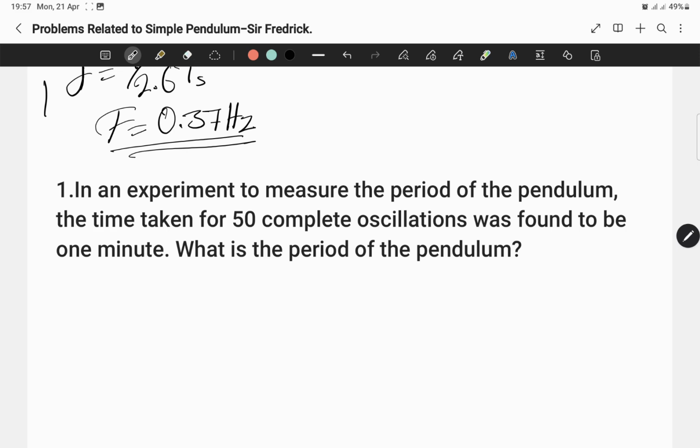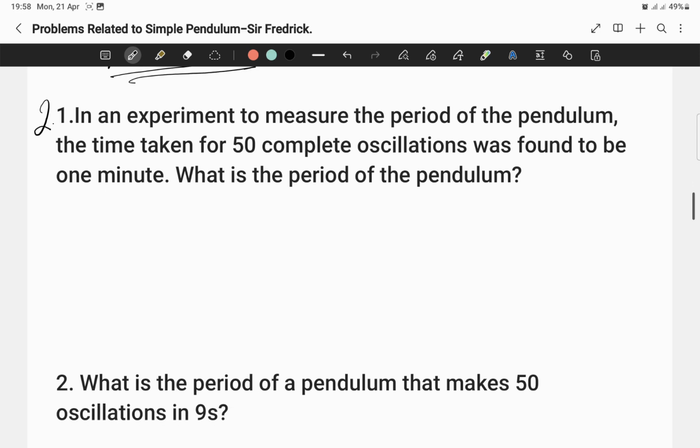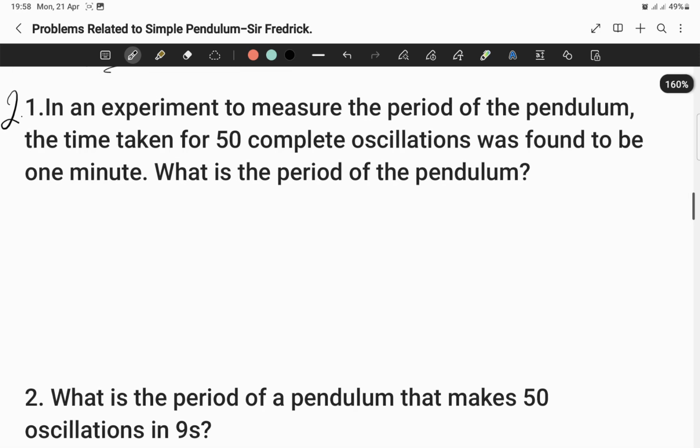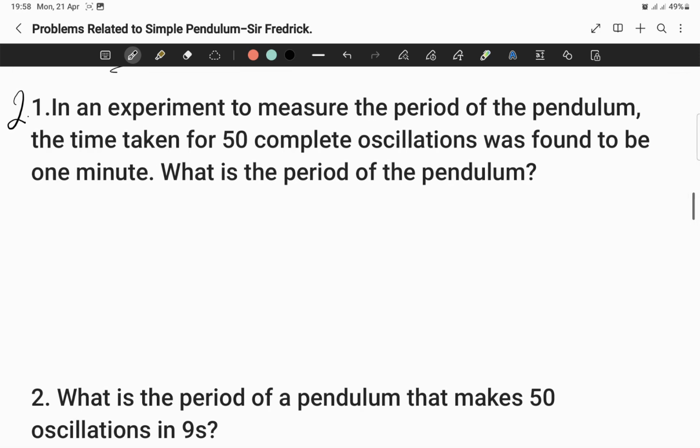So we can label this maybe to be part 2, or we can leave it like that. In an experiment to measure the period of a pendulum, the time taken for 50 complete oscillations was found to be 1 minute. What is the period of the pendulum? All right. So what I always advise my students is to correct the data first, because this will help you. So let's correct the data for this question.